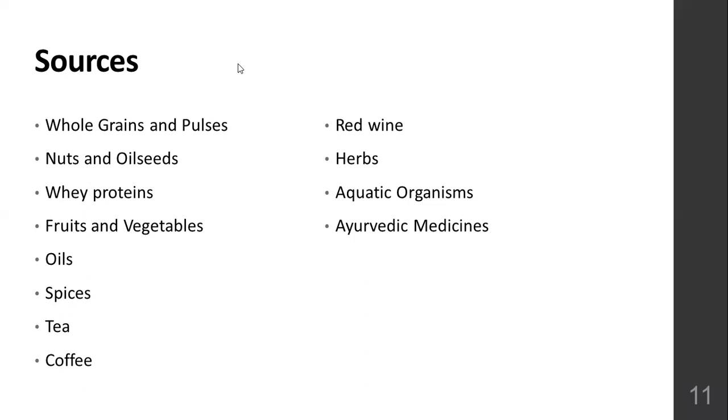Iron is rich in meat, liver, green leafy vegetables, cereals, millets, pulses. Whole grains like rice, parboiled rice, milled rice, jowar, bajra, ragi, corn, that is maize, and rajma. These are the best sources of antioxidants.